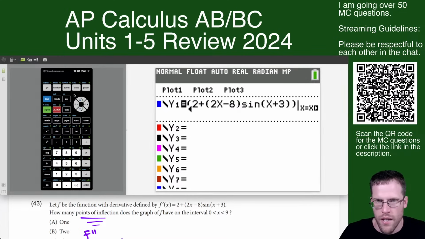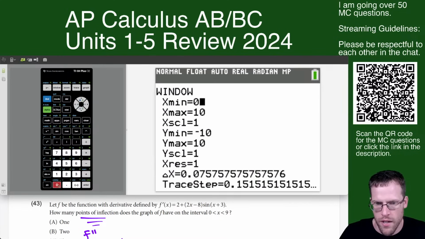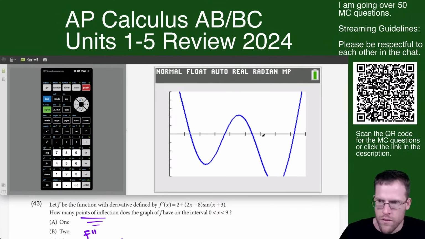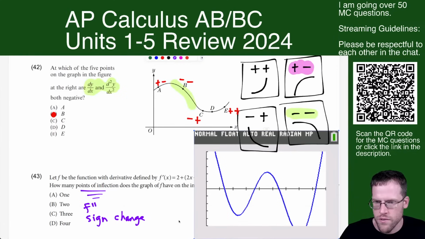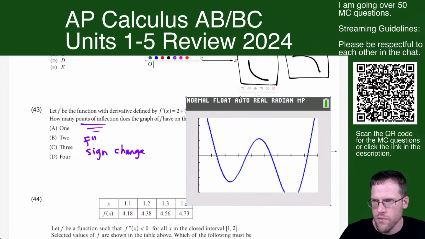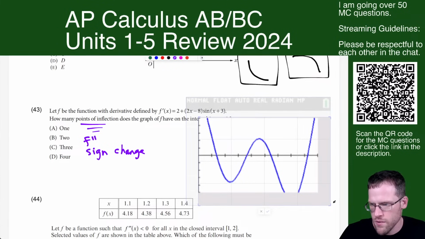How nice. And now window, I'm going to go 0 to 9, because that's the interval, 0 to 9. And I'm only looking for a sign change, so I could go from like -5 to 5. It's not a big deal. So we graph 1, 2, 3, 4. 4 sign changes. All right, I'll explain this carefully. Let's get rid of all that extra fluff we don't need. Okay, so goodbye to this.